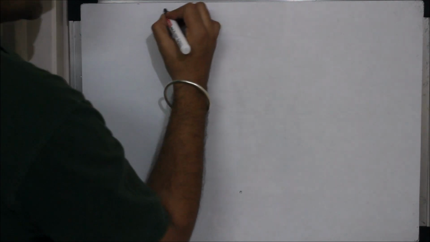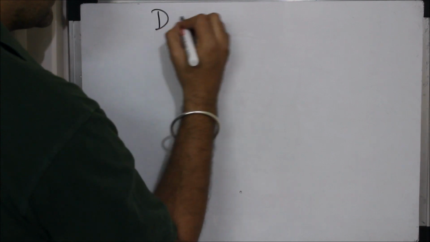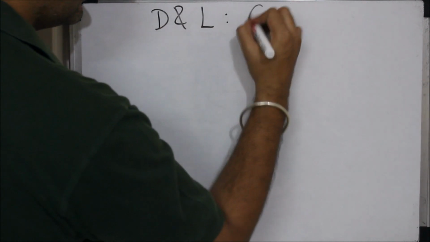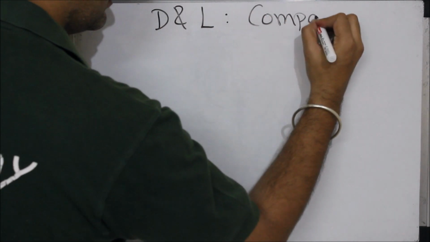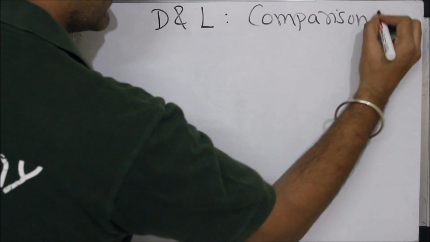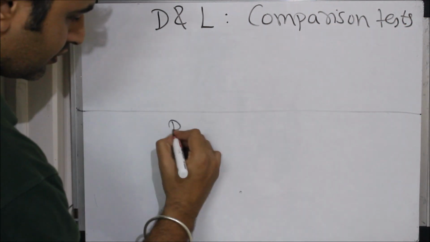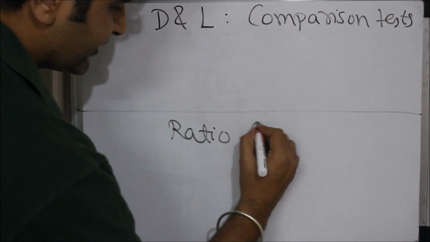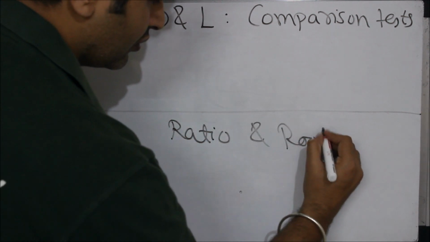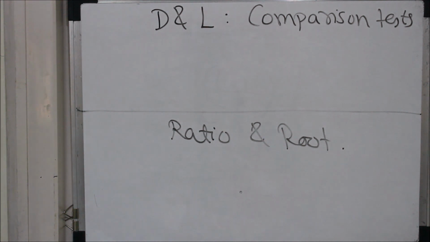So these are the 4 basic tests which are used in series. Which were the 4? In the previous lecture we saw the direct and limit comparison test, and today we saw the ratio and root test. So when do you use the direct or limit comparison test?